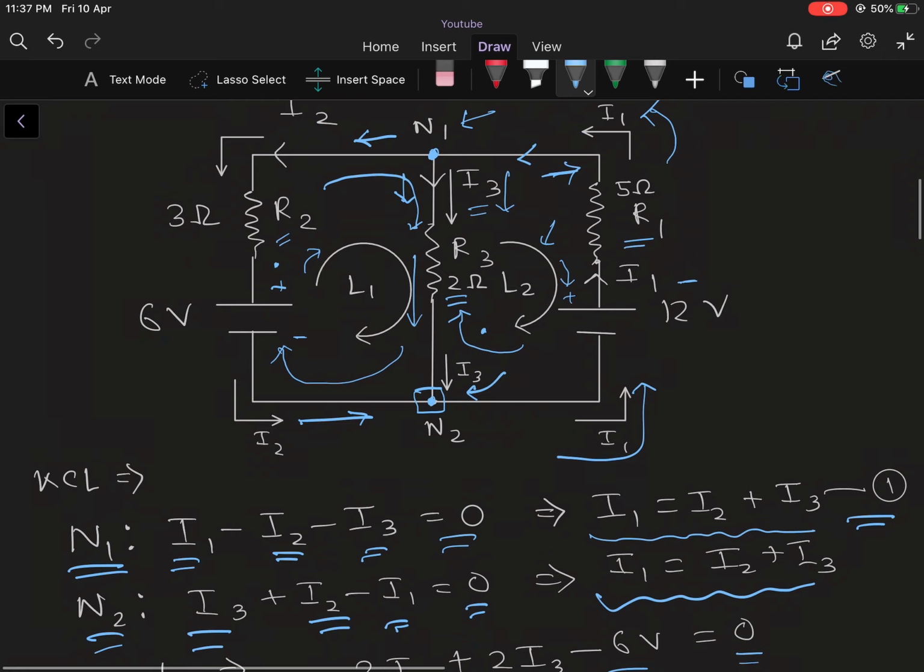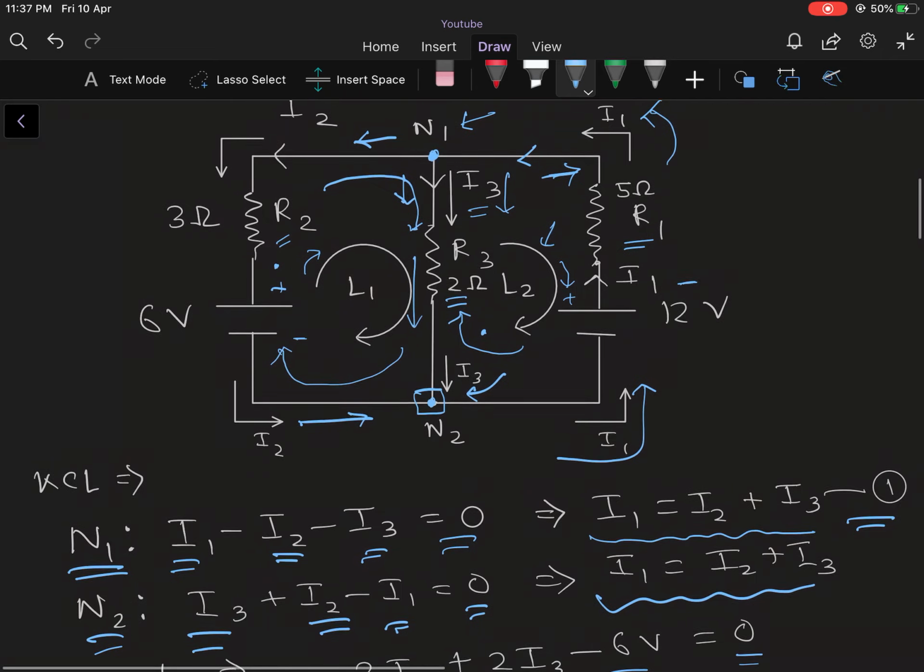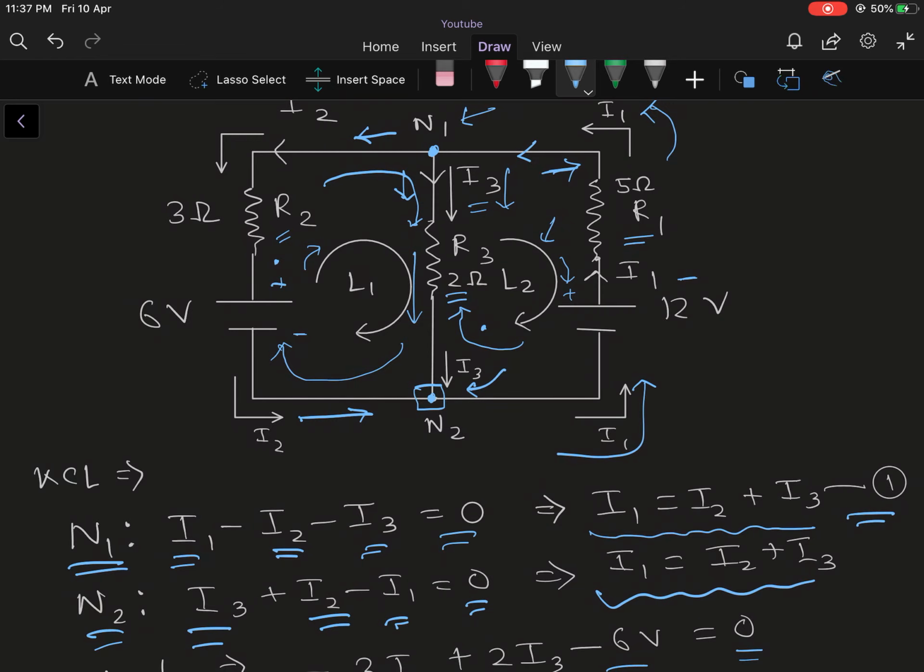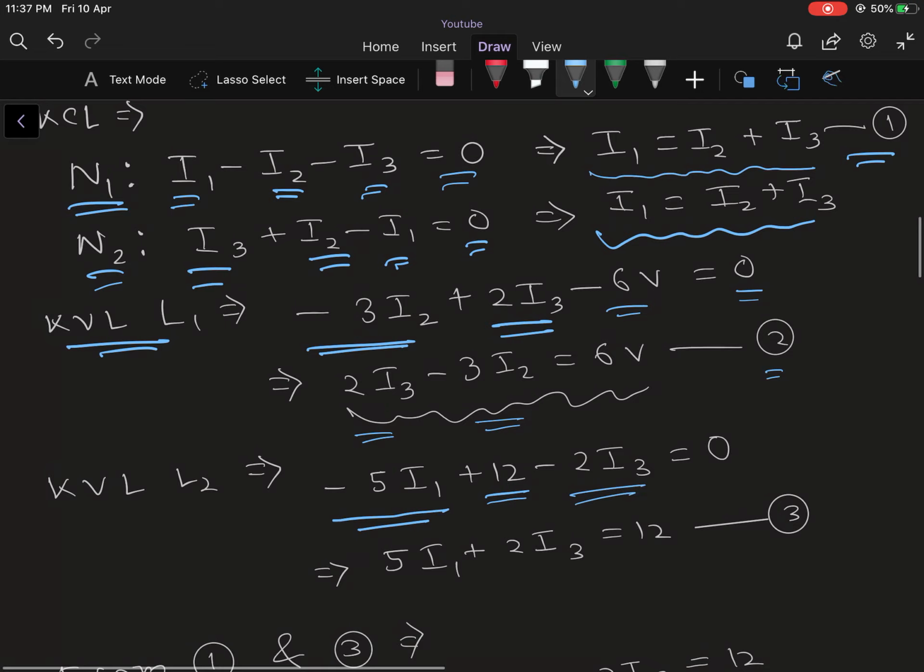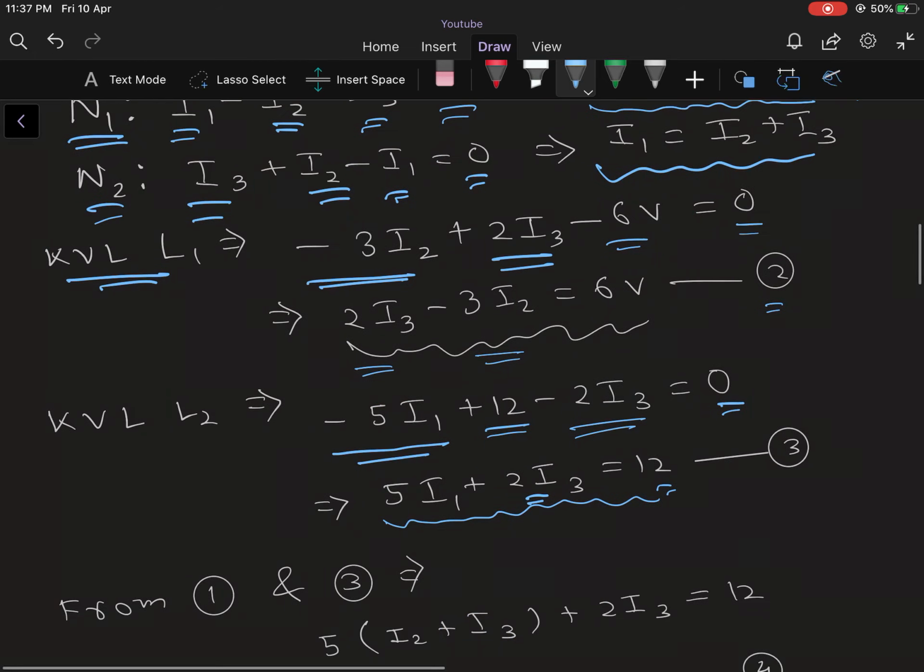Now we are going up. So now we have to consider the voltage drop across R3, that will be 2 into I3, but in that case we are going in the opposite direction of current. So we will take minus 2 I3. So according to KVL, sum of all these three will be 0. So this is giving us another equation, that 5 I1 plus 2 I3 equal to 12.